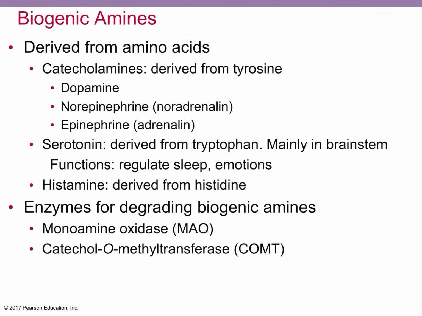All right, so our biogenic amines. These are going to be neurotransmitters that are derived from amino acids. So you need amino acids in your diet to make these, but they are not amino acids themselves. There's a class called catecholamines, which are derived from an amino acid called tyrosine.